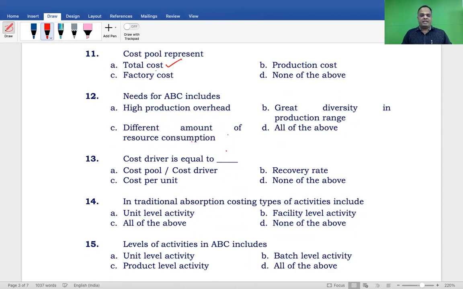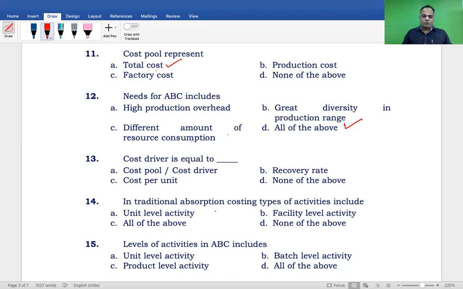Needs for ABC include high production overhead, great diversity in production range, differences in resource consumption, all of the above. In all the cases, it is necessary for the need for ABC. Okay, it's a direct theory question also.